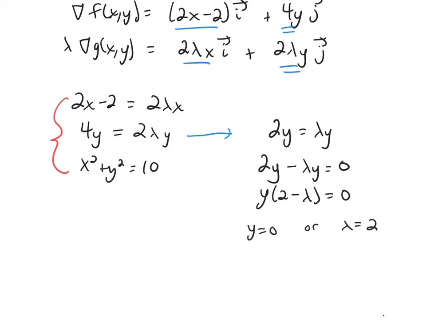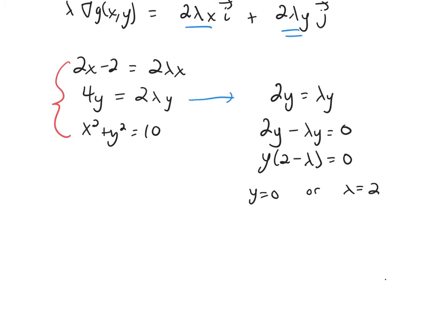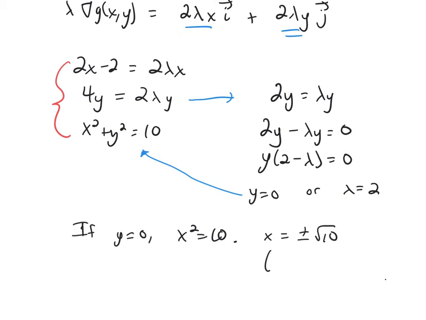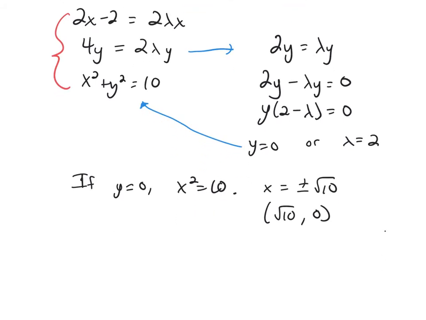So if you plug y equals 0 into your constraint equation, then we're looking at x squared equals 10, which means x equals plus or minus square root of 10. So I get 2 points: square root of 10 comma 0, and negative square root of 10 comma 0.